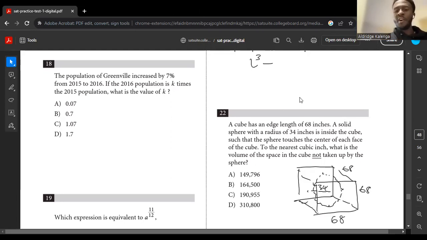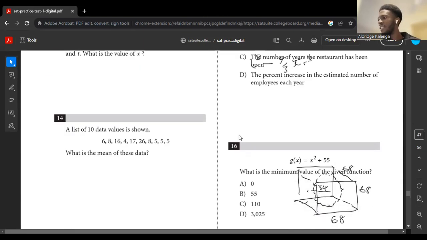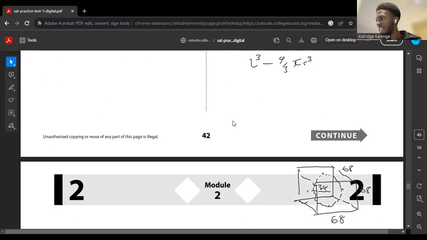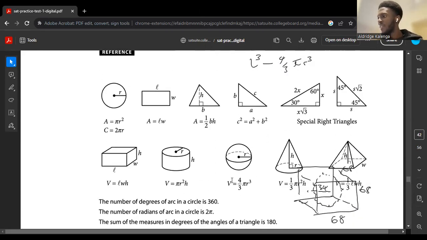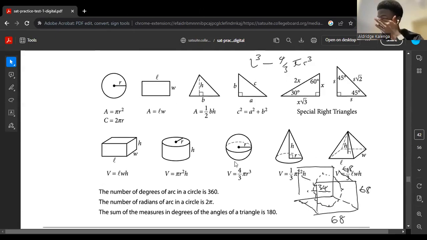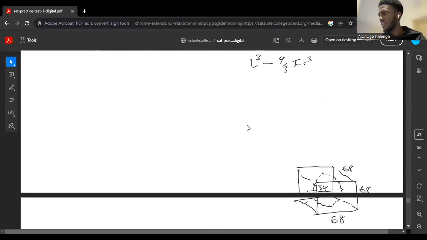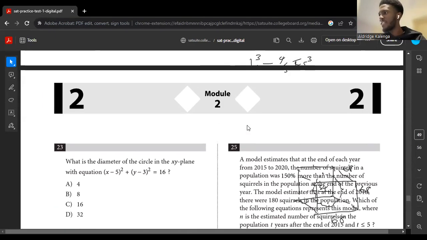All right. So you have L cubed, and the formula for the volume of a sphere is 4/3 pi r cubed. If you forget this, don't despair. Just come back to the beginning here. You have the formulas at the beginning. You see it right here: volume is 4/3 pi r cubed. That's the volume of the sphere. So if you forget, just go back and you'll find it.